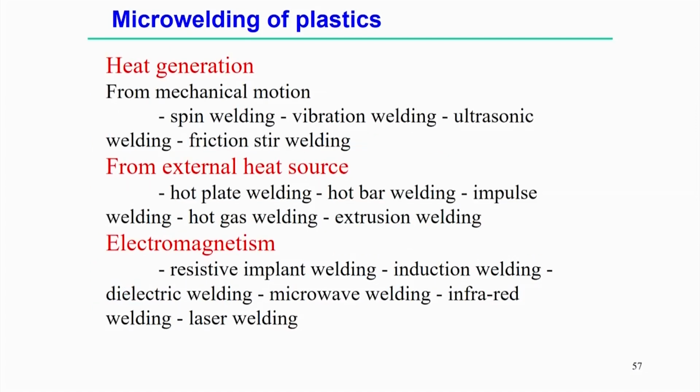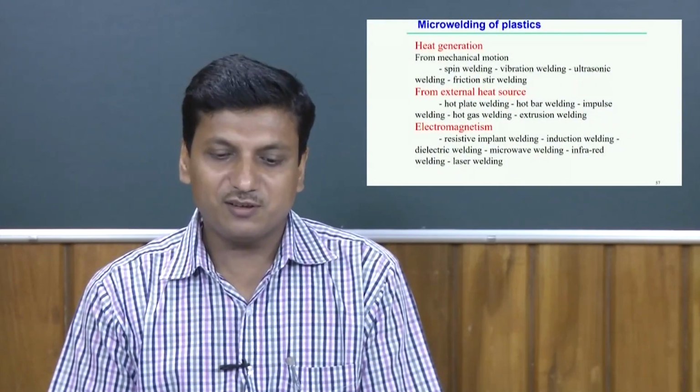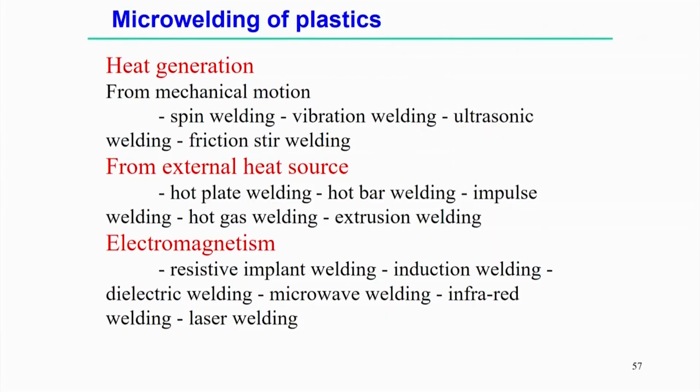There is a separate module for the discussion of micro welding of plastic materials, so I am not repeating the same thing here, but trying to focus on the different types of processes that can be used in micro welding applications. In micro welding of plastic materials, the heat generation comes from mechanical motion. Based on that, there are several techniques: spin welding, vibration welding, ultrasonic welding and friction stir welding.